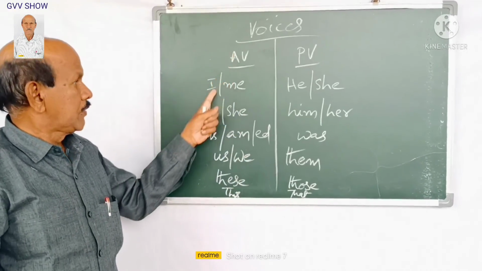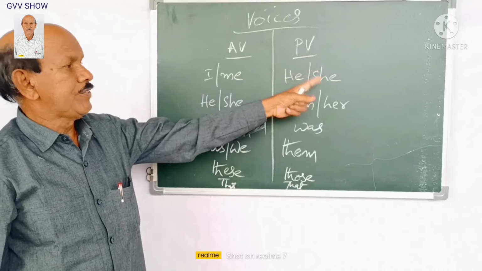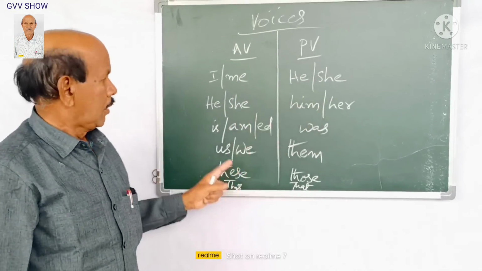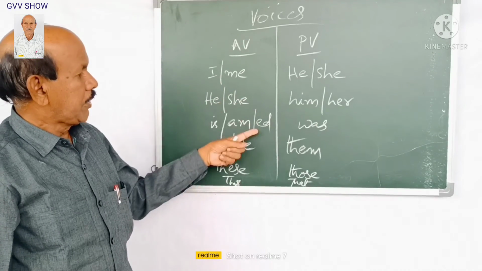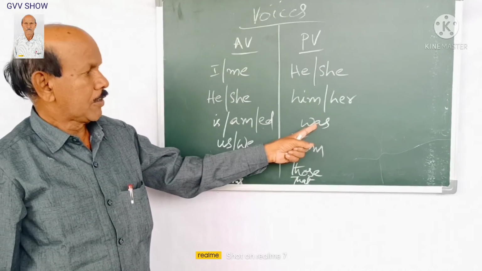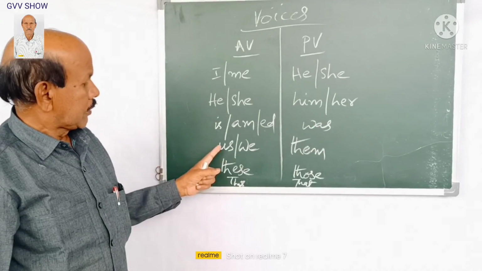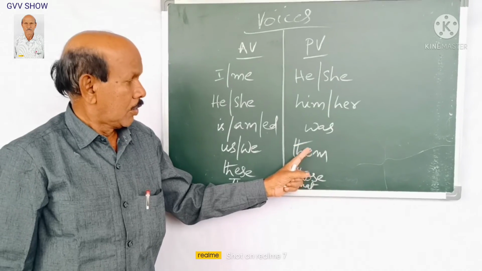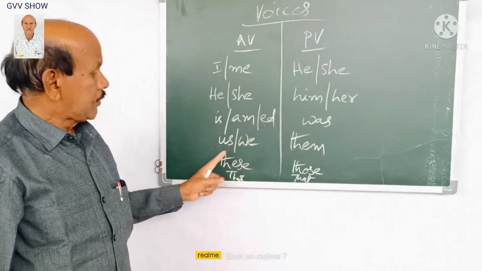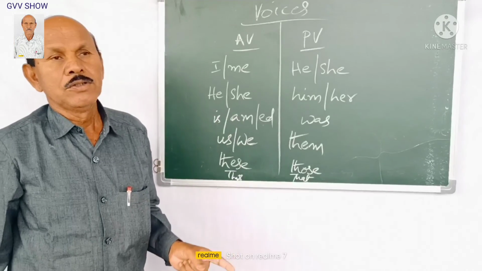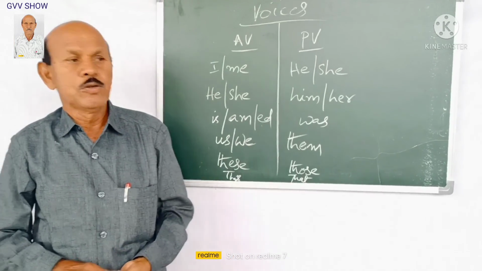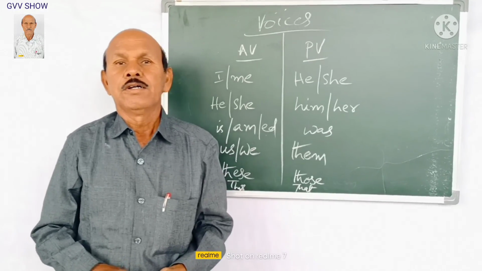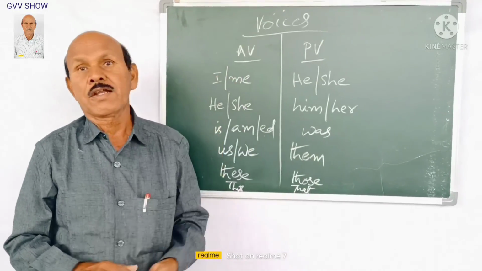When it comes to active voice I, me, it becomes he, she. When it comes to he, she, it becomes him, her. When it comes to is, am, ed, that means past tense words, we can write was. When it comes to active voice has, we must write them. These, those, this, that. So many words are there. So I am giving briefly for your understanding. So with this, today's class on voices is completed.